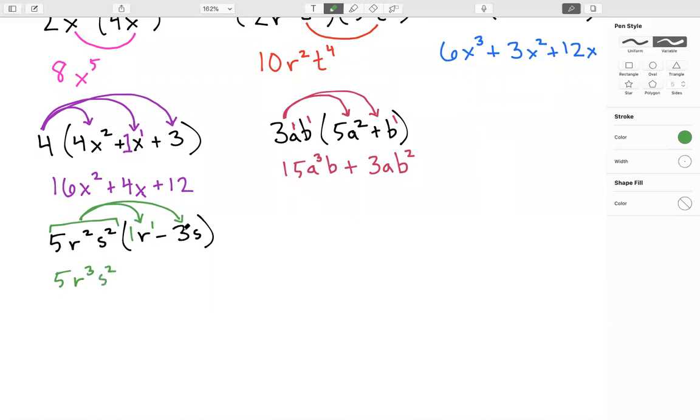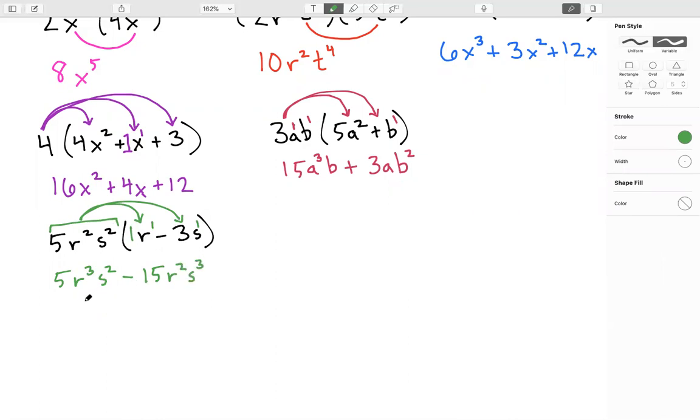This term here times negative 3s. 5 times negative 3 is negative 15. R squared stays there, nothing to add to the power. S squared times s to the first is s to the third power.